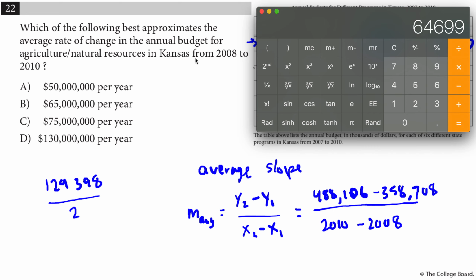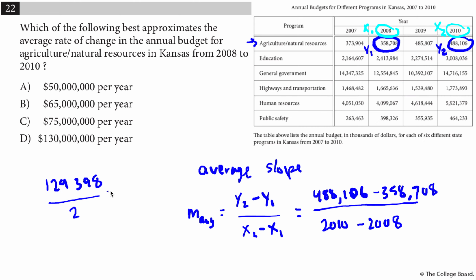It says, let's see, which best approximates. So I get 64,699.